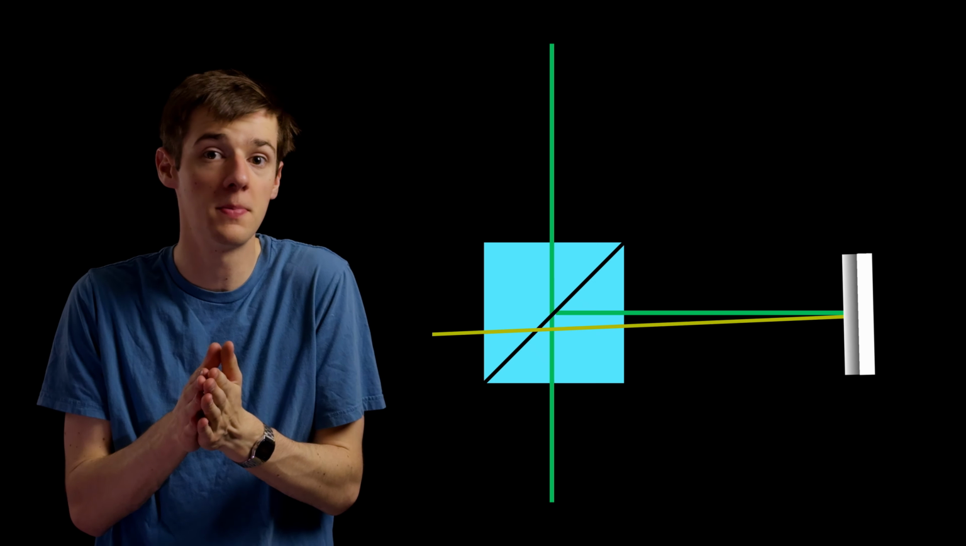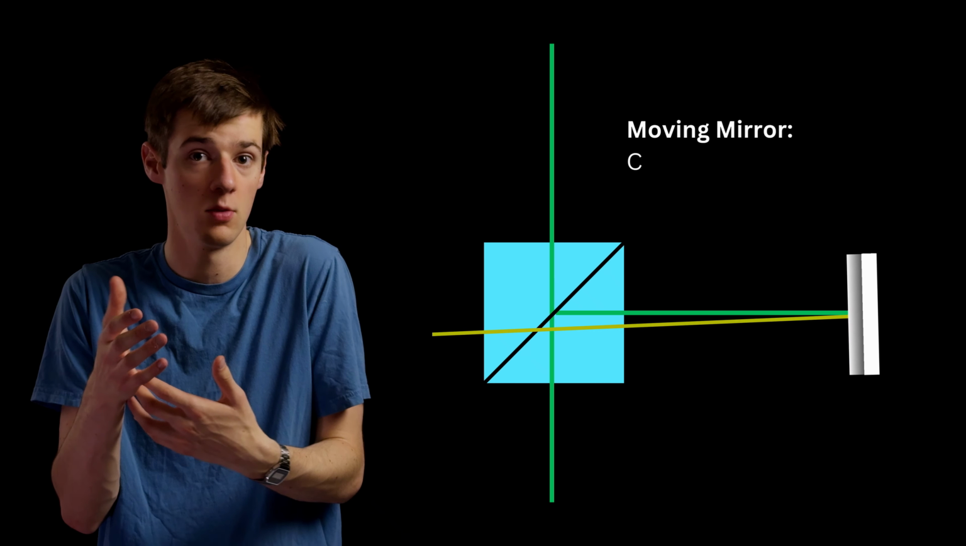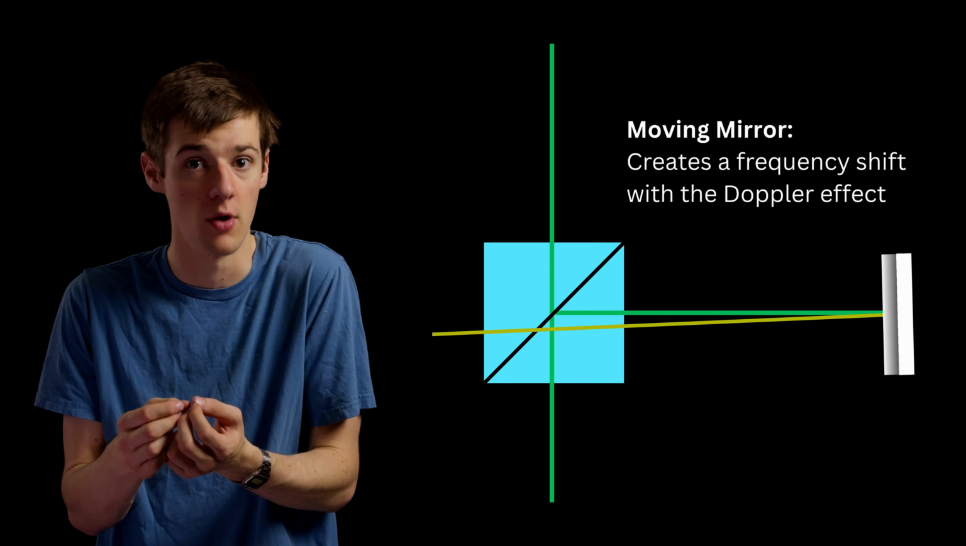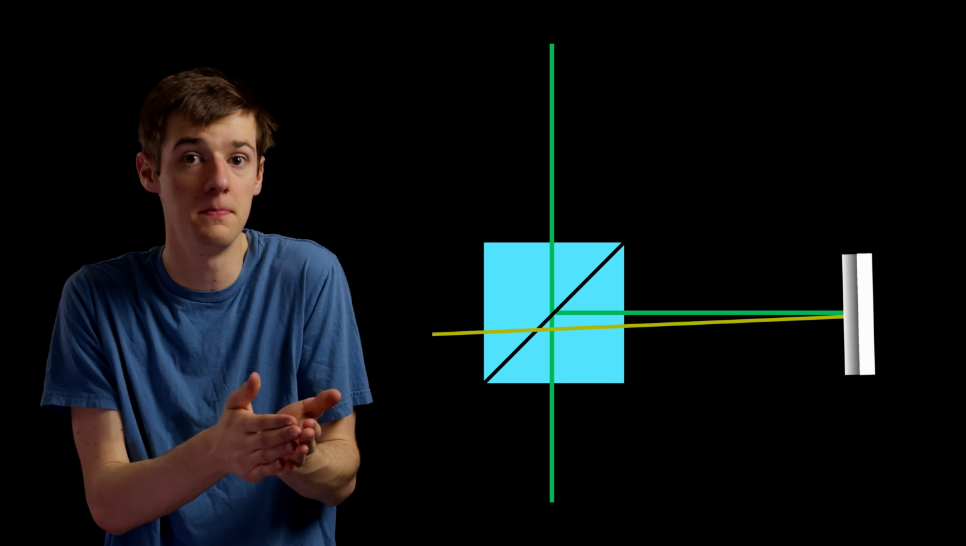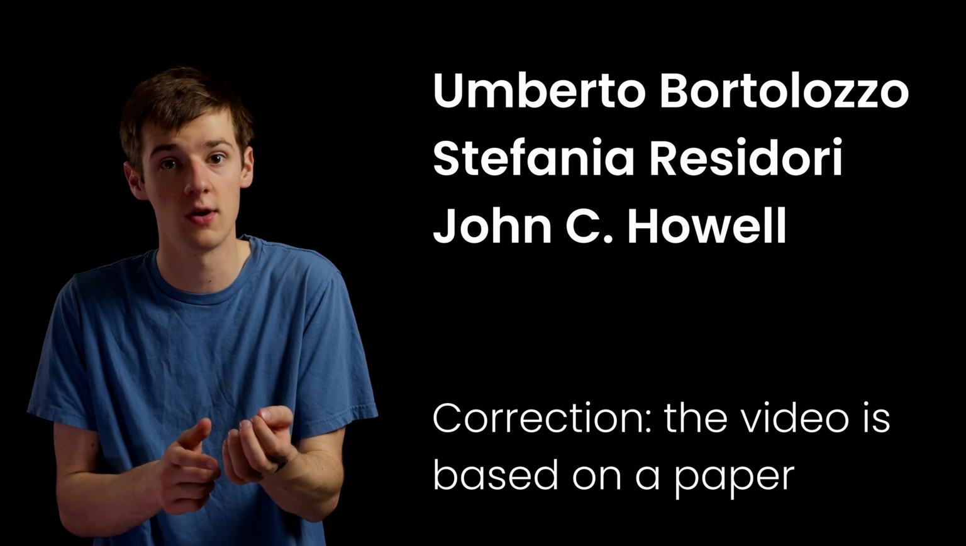source is moving. So by sending a beam of light through a beam splitter and using a mirror to reflect one of the beams, we can change the frequency of light by moving that mirror. We also have the original frequency in the other part of the beam, so we can recombine the beams to detect a frequency shift.